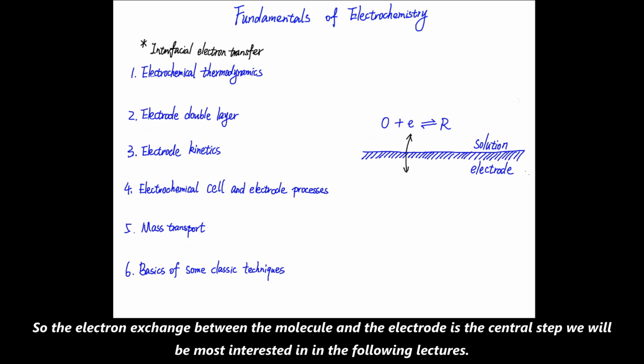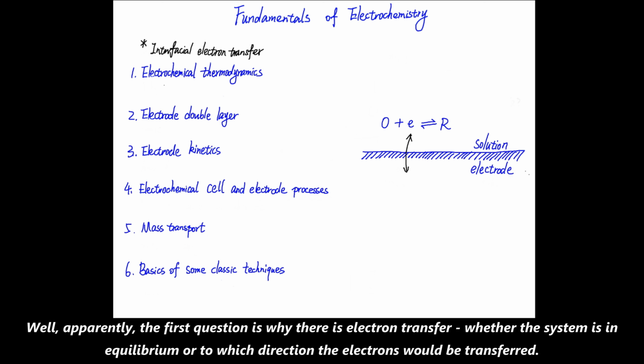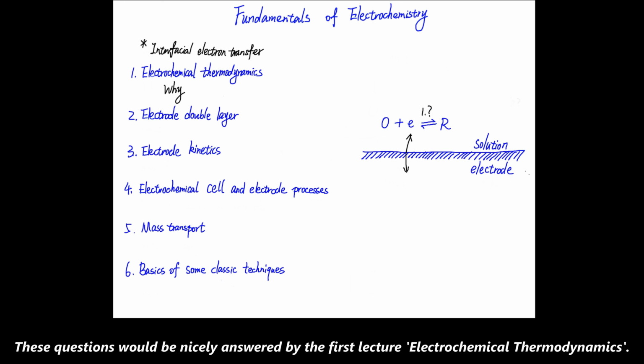So the electron exchange between the molecule and the electrode is the central step we will be most interested in in the following lectures. Well, apparently the first question is why there is electron transfer, whether the system is in equilibrium or to which direction the electrons would be transferred. These questions would be nicely answered by the first lecture, Electrochemical Thermodynamics.